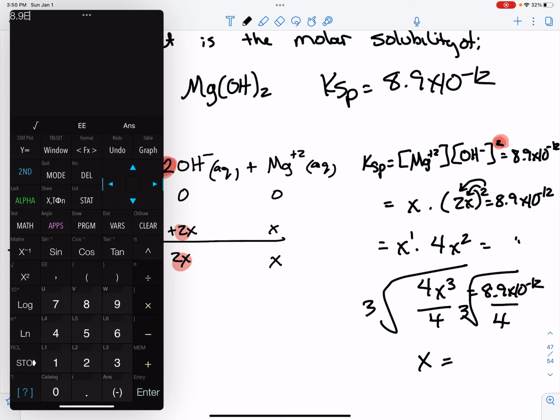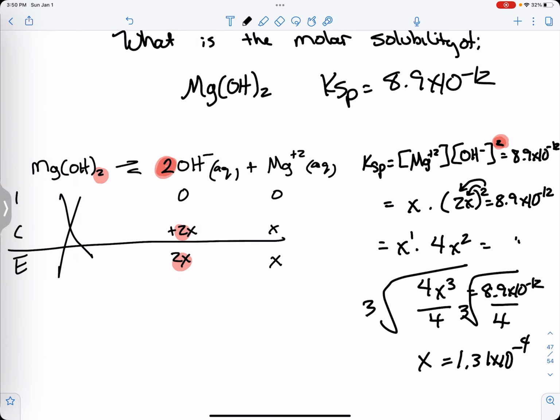8.9 e to the negative 12th divided by 4. And then I like to, on my calculator, I just like to do raised to the 1/3. So that tells me it's 1.31 times 10 to the negative 4. That's the molar solubility of the whole thing, of Mg(OH)2.